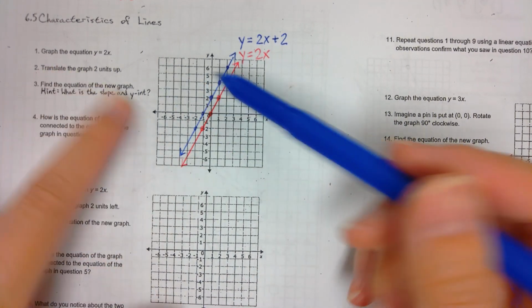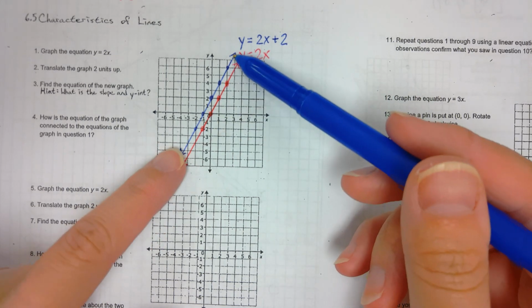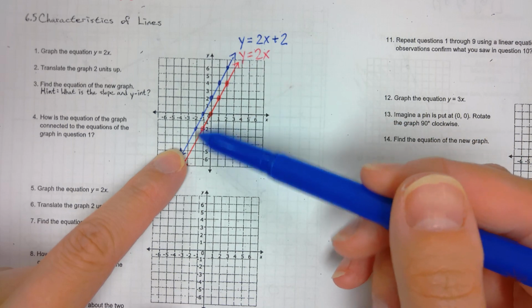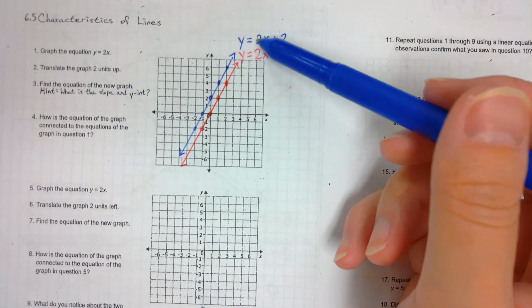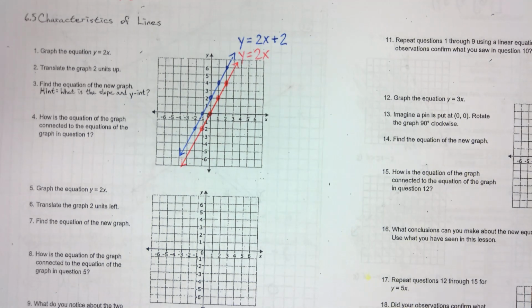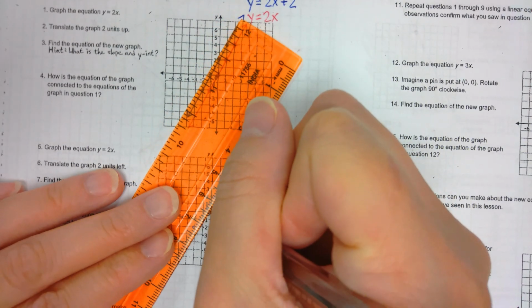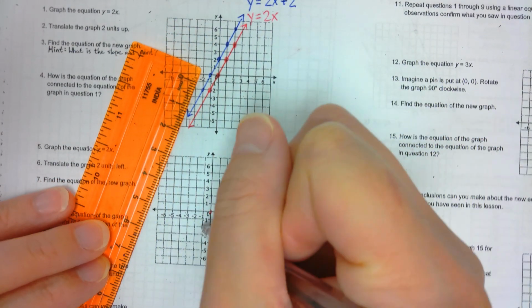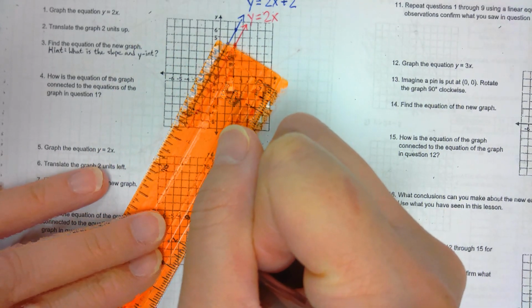So the original line is y equals 2x, going through the origin. And then the new line, when you move every single point up 2, you get the new equation y equals 2x plus 2, with the same slope. Okay. Similarly, with this one down here, you also have all these points with a y-intercept of 0 and a slope of 2.